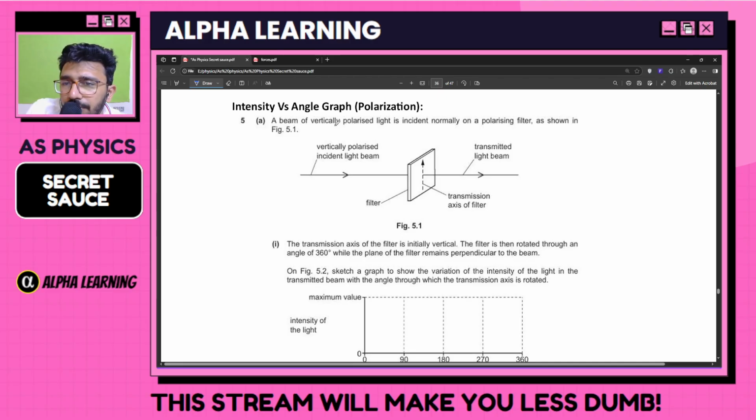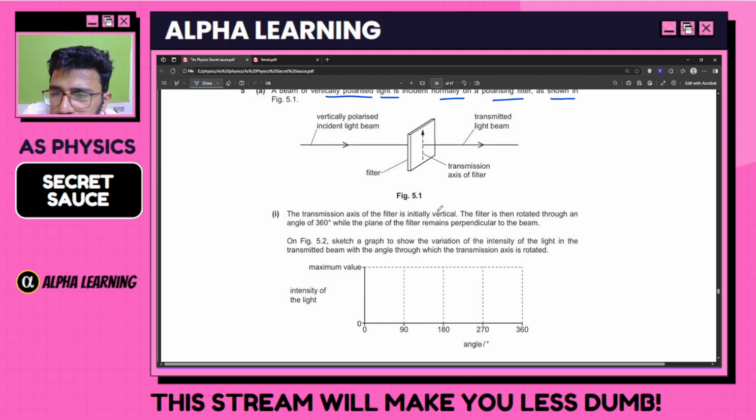So you have a beam of vertically plane polarized light that is incident normally on a polarizing filter as shown in figure 5.1. Okay. The transmission axis of the filter is initially vertical. The filter is then rotated through an angle of 360 degrees while the planes of the filter remain perpendicular to the beam. On figure 5.2, sketch a graph to show the variation of intensity of light in the transmitted beam with the angle with which the transmission axis is rotated. So initially, when the transmission axis is vertical, all the vertically plane polarized light will pass through. Your intensity will be maximum.